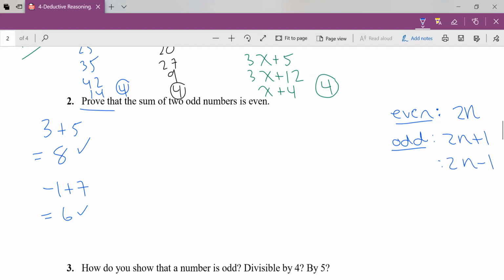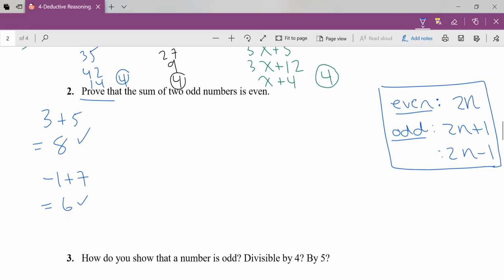So I need you to know that an even number is 2 times n, or sometimes you see k. Call it any variable you want, but it's 2 times it. And an odd number is 2n plus 1 or 2n minus 1. If I want to prove this conjecture, I'm going to add these together. I'm going to say 2 odd numbers. Here's an odd number, and here's an odd number. I'm going to add them together. What do I get? 4n plus 2. Well, how do I prove that something's even?